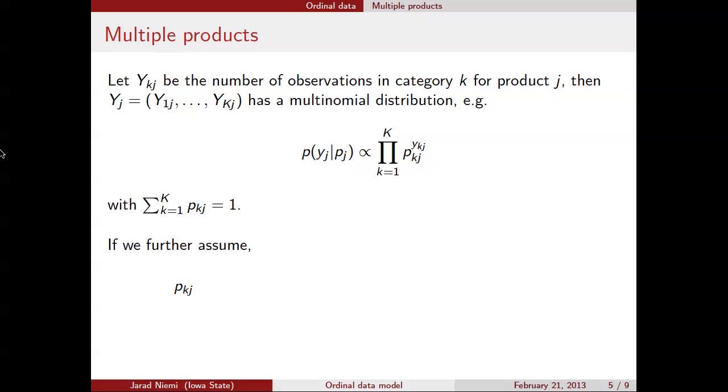And now we're going to define these probabilities for the kth rating for the jth product as being from the same normal under the same cut points, but there's going to be a different normal curve for each product. And that normal curve is going to change by its mean.